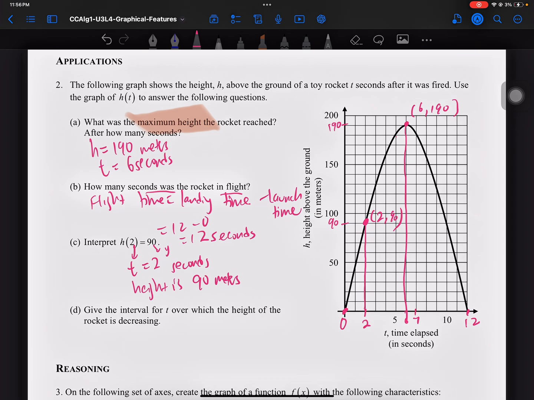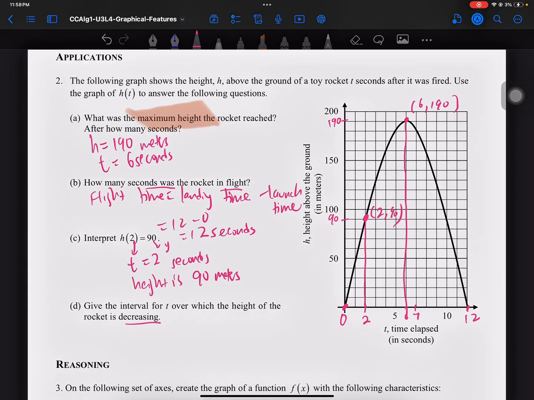Okay, D, decreasing. Decreasing means the height goes down as time moves forward. To find the decreasing part, you need to look at the curve. It rises until the peak here, until t or x equal to 6. And then after t equal to 6, it falls down. It falls all the way down to the ground at t equals 12. So the height is decreasing from t equal to 6 here to t equal to 12.